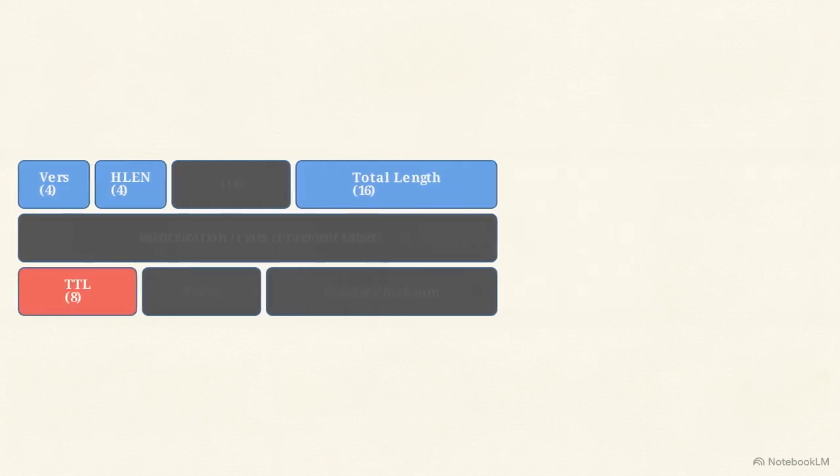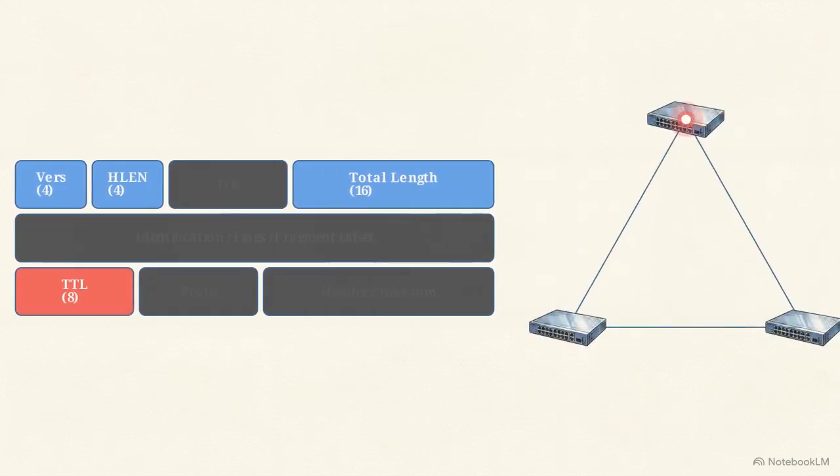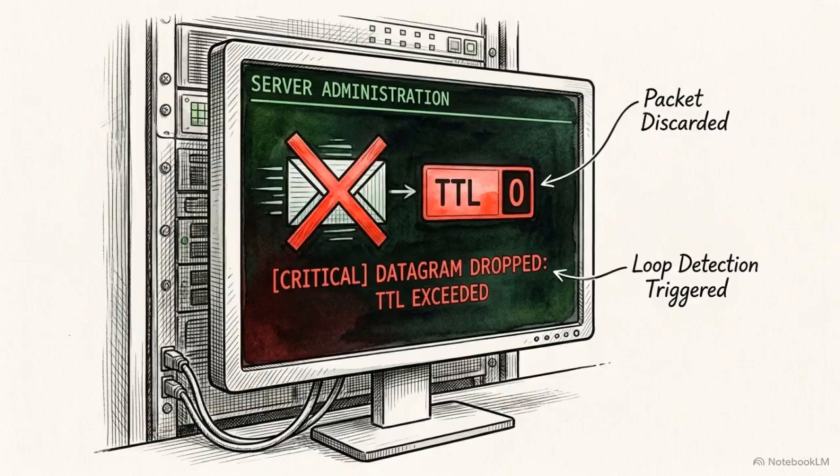One crucial piece is the time-to-live field. Every time the datagram jumps to a new router, this number decrements by 1. If a packet gets caught in an infinite routing loop, bouncing endlessly between routers, the time-to-live field eventually hits 0. This triggers a forced kill switch, immediately destroying the packet to prevent catastrophic network congestion.